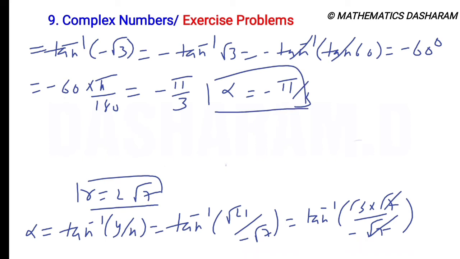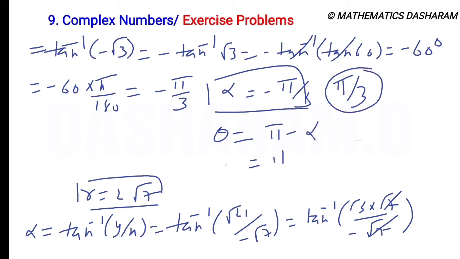But now we need theta, that is the amplitude. Here the alpha value should be considered as positive pi by 3, as per the definition given in our textbook, where alpha is the positive value for cos theta and sin theta. That is why we take alpha as pi by 3. Now theta equals pi minus alpha, so pi minus pi by 3, which equals 3 pi minus pi, that is 2 pi by 3.